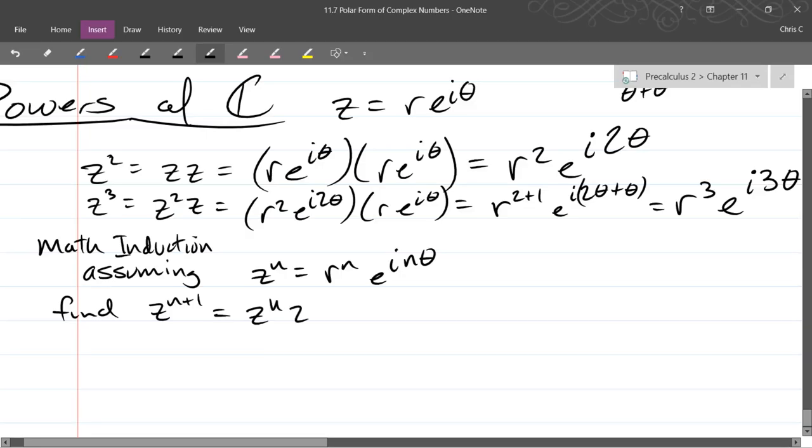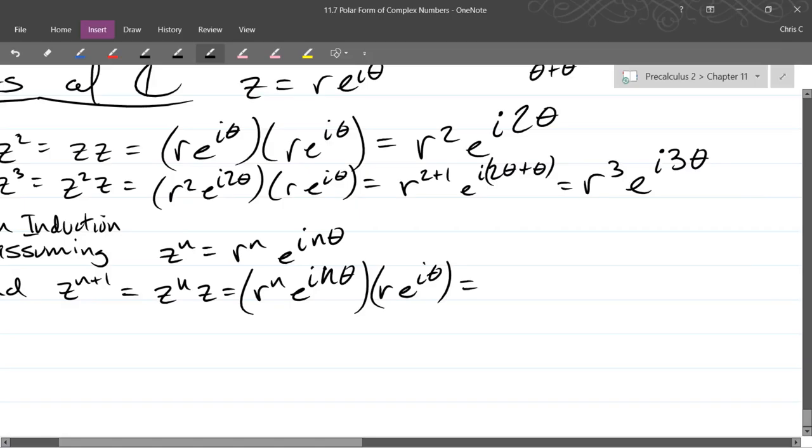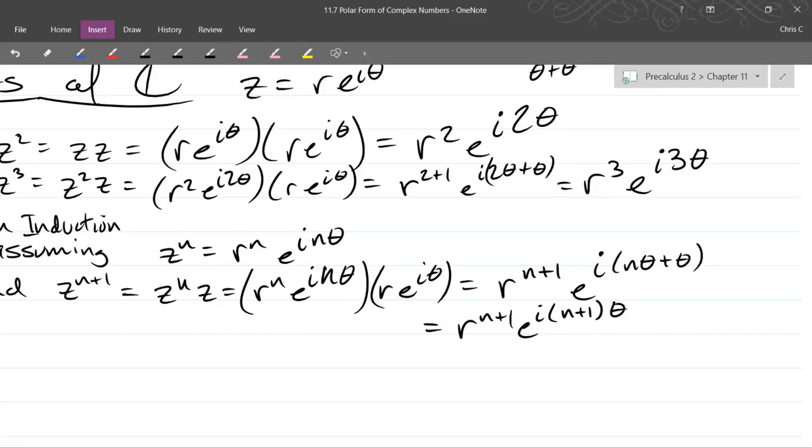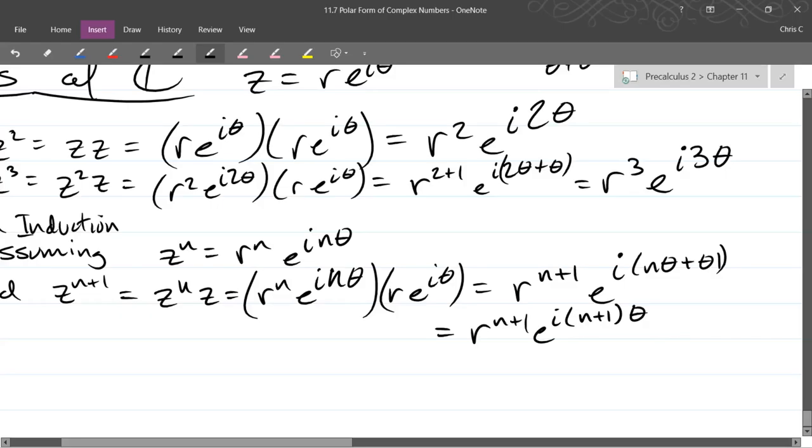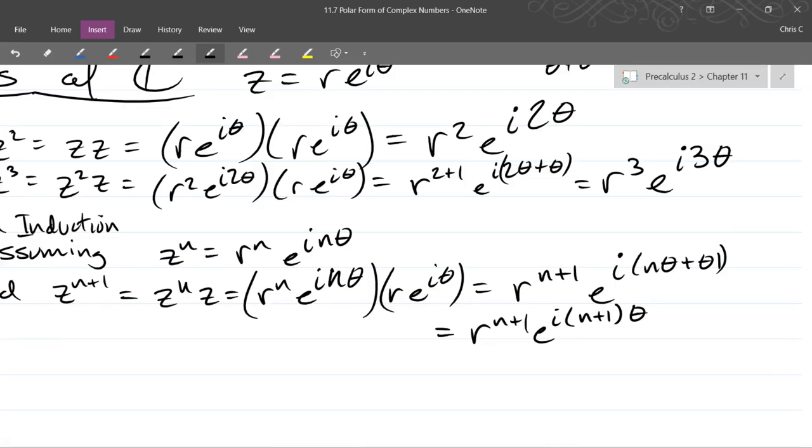So the power rule, this is z to the n times z. And we're assuming z to the n is r to the n e i n theta times regular z, r e i theta. So r times r to the n, that's r to the n plus 1. And we look at the angles, we have n theta plus theta, which is e to the i. Now just looking at this, I can factor out a theta, and when I do so, I'm left with n plus 1 times theta. It's a little bit weird, the 1's invisible. I could just write a 1 right next to theta, and then you say, oh, we're just factoring out the theta, so we get n plus 1.